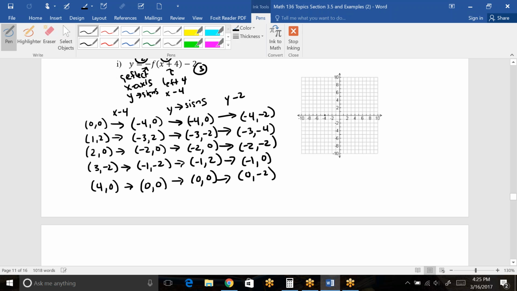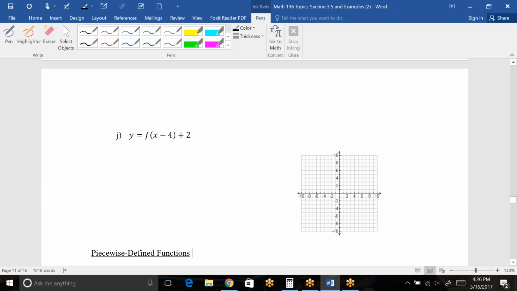So let's see where we end up. -4, -2, -3, -4, -2, -2, -1, 0, and 0, -2. This graph got shifted left 4, flipped upside down, and then moved down 2.